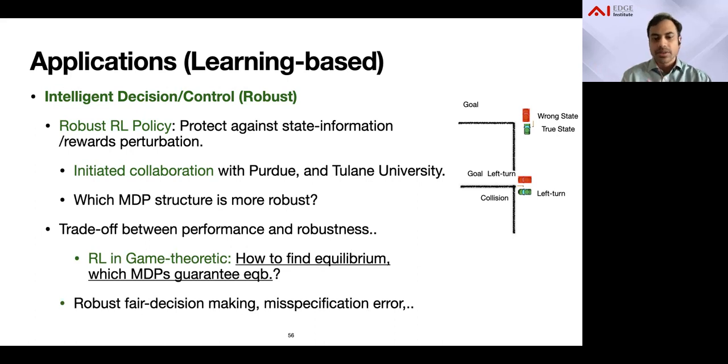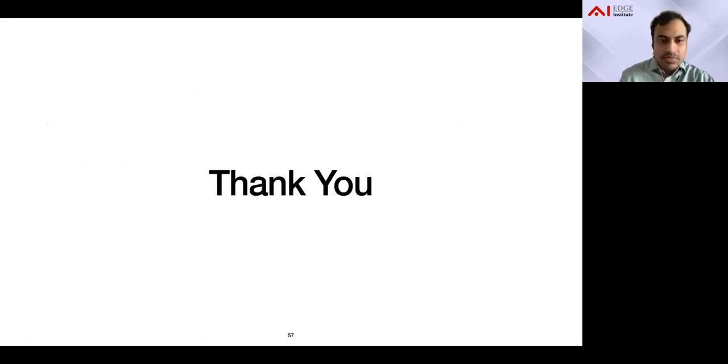It can also have some other implications in other domains, for example, robust fair decision making and misspecification error. So that brings me to the end of this talk, and I am happy to take questions or any discussion that you want.